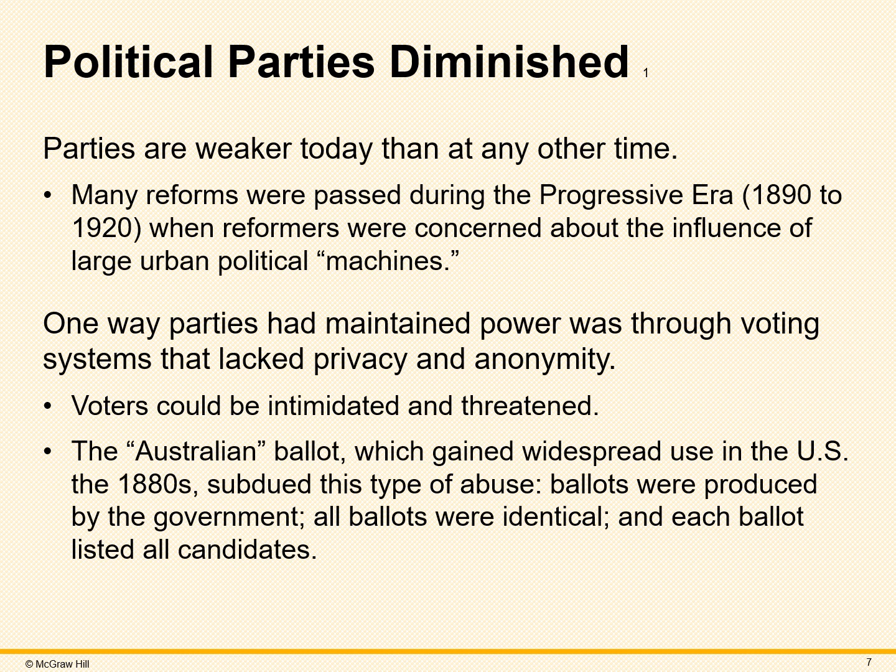Parties are weaker today than at any other time. Many reforms were passed during the Progressive Era, when reformers were concerned about the influence of large urban political machines. One way parties had maintained power was through a voting system that lacked privacy and anonymity. Voters could be intimidated and threatened. The Australian ballot, which gained widespread use in the United States in the 1880s, subdued this type of abuse. Ballots were produced by the government, all ballots were identical, and each ballot listed all the candidates.